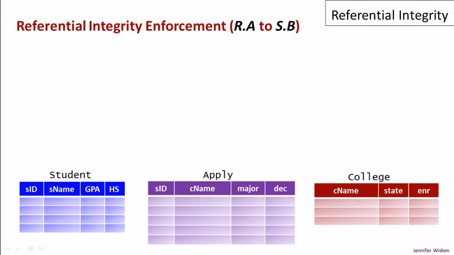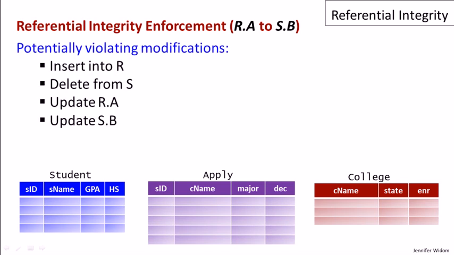Now let's talk about the enforcement of referential integrity constraints. First let's think about what operations can occur to the database to violate a constraint. It's not every possible modification. So again, let's suppose we have R.A referencing S.B. So for example, here we have apply referencing student and we have apply referencing college.